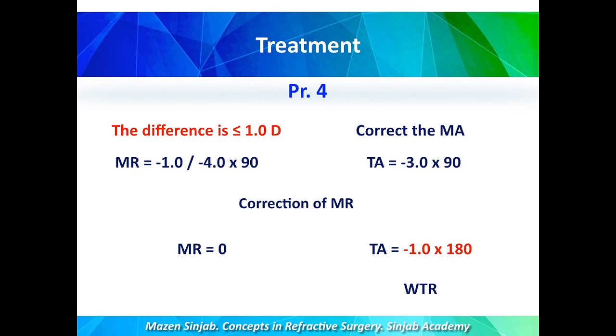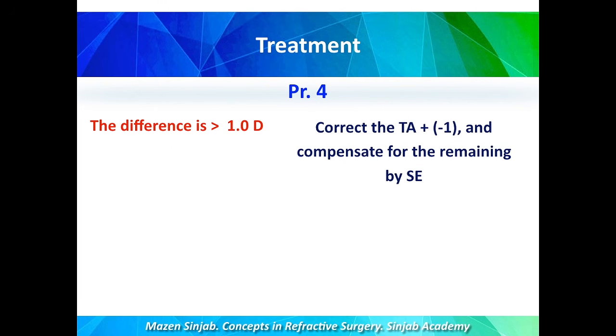So if you remember, one of the guidelines says you can convert against the rule into with the rule, but within 1 diopter. Now the other situation is when the difference is larger than 1 diopter, we have to correct the topographic astigmatism plus -1 and compensate for the remaining by spherical equivalent. For example, manifest refraction is -1 sphere, -3.5 at 90, while the topographic astigmatism is -2 at 90. So the difference is more than 1 diopter.